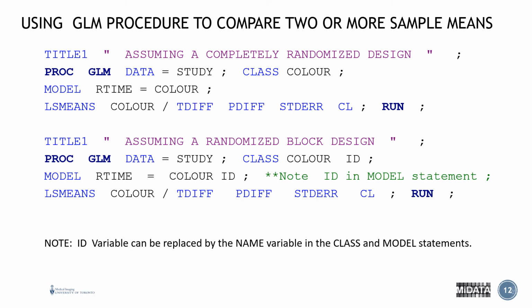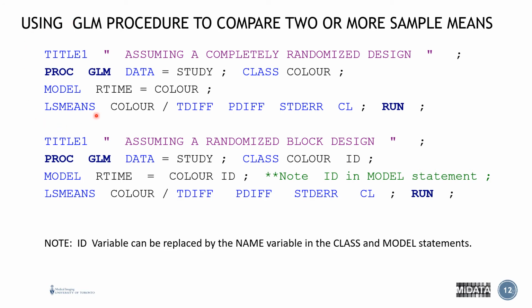Now, some of you might be thinking, what happened to proc t-test? And you're right. That's what we used in part 1. But here in part 2, we're talking about the statistical model. And so we're choosing to use another procedure called GLM, General Linear Model. The reason is that you'll see it's much more versatile than the t-test.